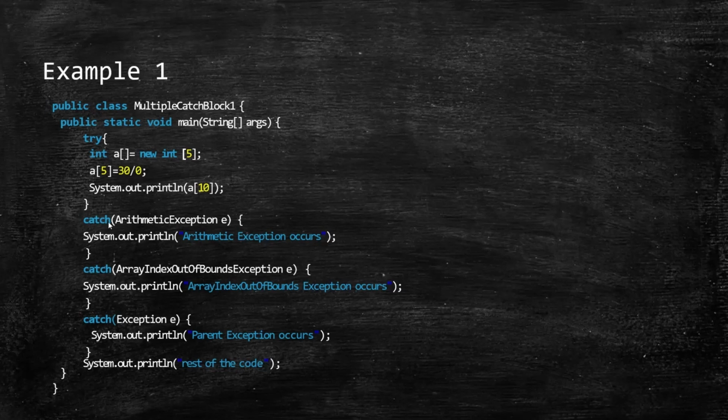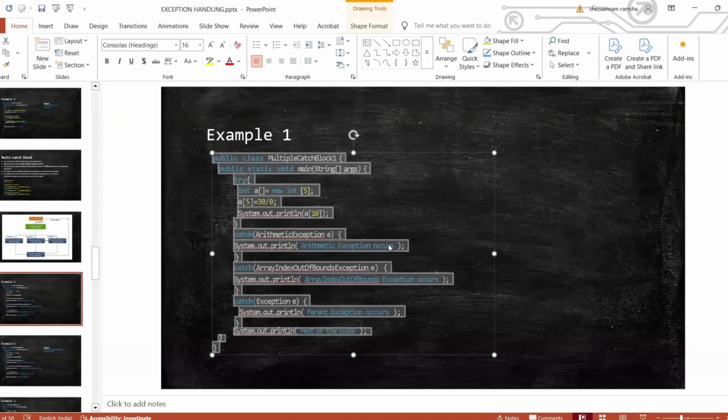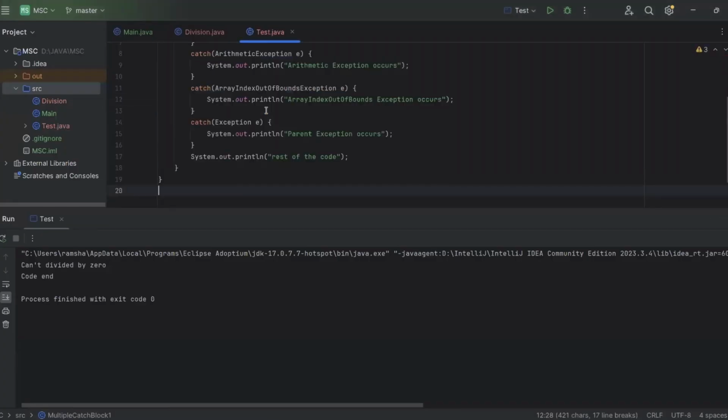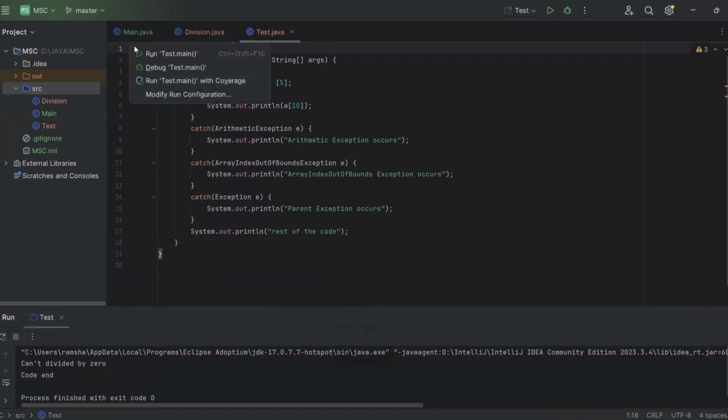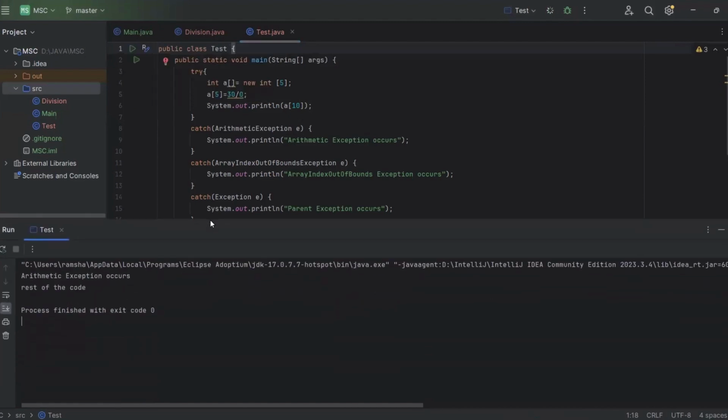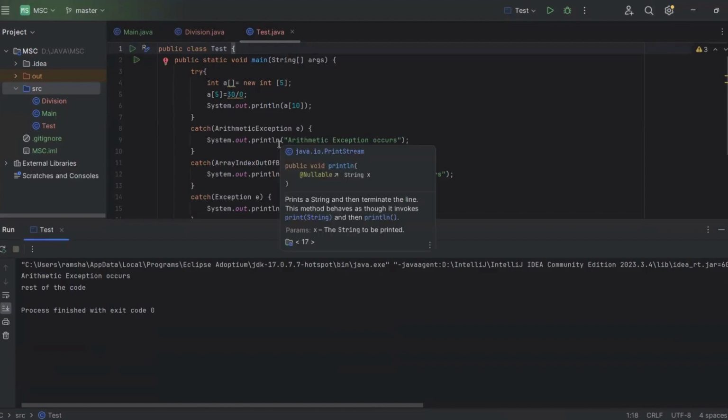So firstly, in our catch block we have given arithmetic exception. This particular exception we have given priority, and then we have written array index out of bound, so this comes after it. So let us see this particular code in IntelliJ. You can see this code we have over here. So yes, your compiler says arithmetic exception occurs even though you are accessing your array first, but just because your catch block contains your arithmetic exception first, it gives the priority to this block.